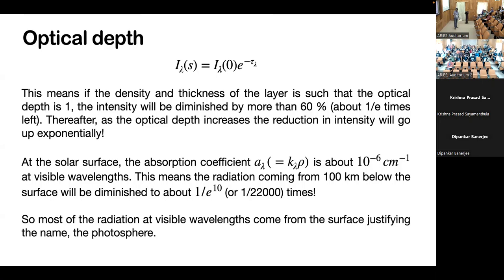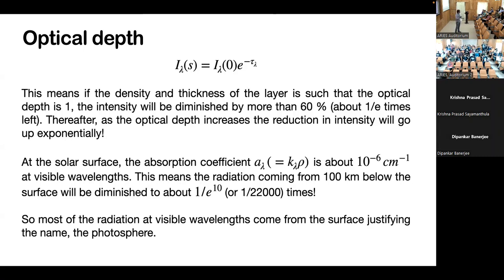This value, apparently, at the solar surface is about 10 power minus 6 per centimeter. So if you take a path length of 100 kilometers below the surface, then this I lambda will be diminished by about 1 by e power 10 times, which means it will be diminished by about 1 by 22,000 times. Out of whatever incident radiation is there, almost all will be absorbed. So what will be left? Only a very, very minute fraction, right?